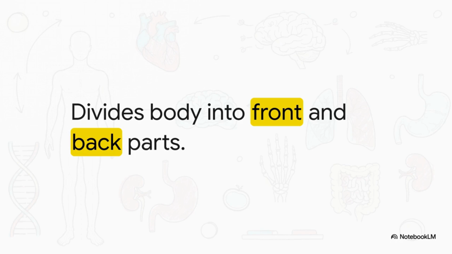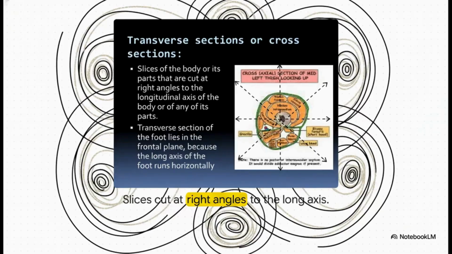But here is a fascinating little quirk to keep in your back pocket. A transverse cross-section of the foot actually lies in the frontal plane. Because the long axis of the foot runs horizontally, its orientation totally defies the standard vertical logic of the rest of the body. And speaking of transverse, that brings us to our 4th primary plane, the transverse or horizontal plane.